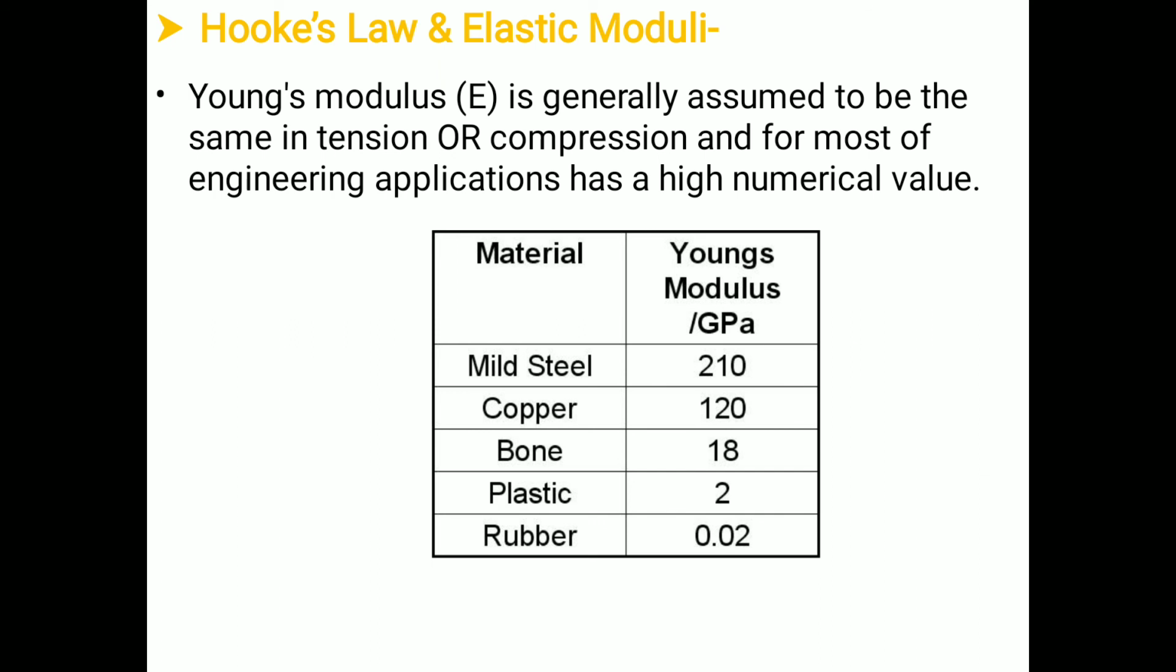This means as the material becomes more stiff, the modulus of elasticity goes on increasing. So if I compare the values of mild steel and rubber, we can see the difference between them. Mild steel has a Young's modulus of elasticity of 210 GPa, whereas rubber has 0.02 GPa. Here, we have completed the topic on strain and Hooke's law.